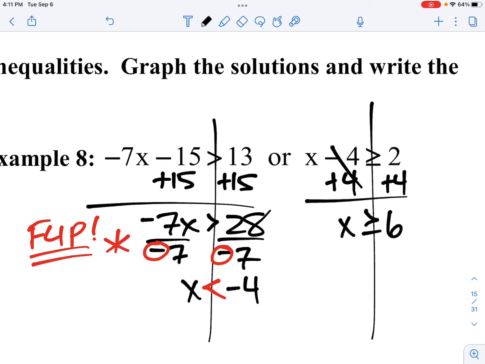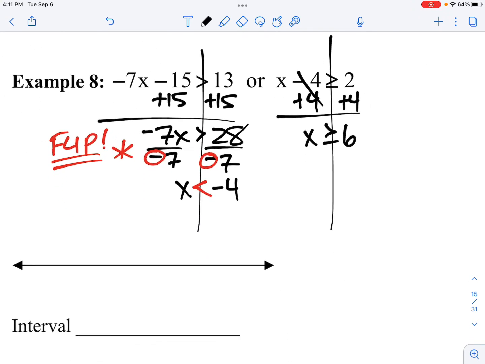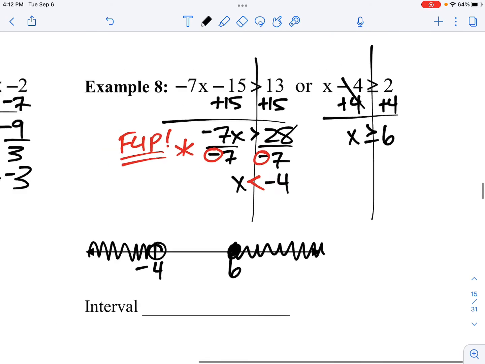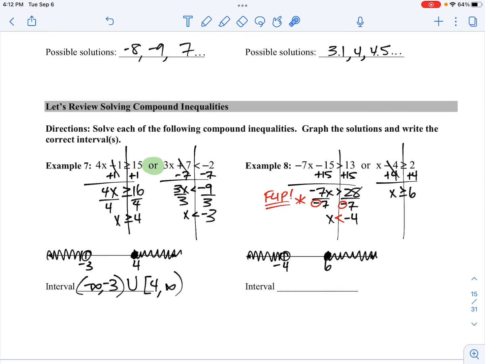2 plus 4 is 6. So I have 2 numbers. The -4 goes first and the 6 goes next. This -4 has an open circle and it's shading to the left, so it's going this way. Open circle, shade. This one has a closed circle and I'm going to the right, so I'm going to close it and shade right. And again, this interval notation is going to look just like this one.